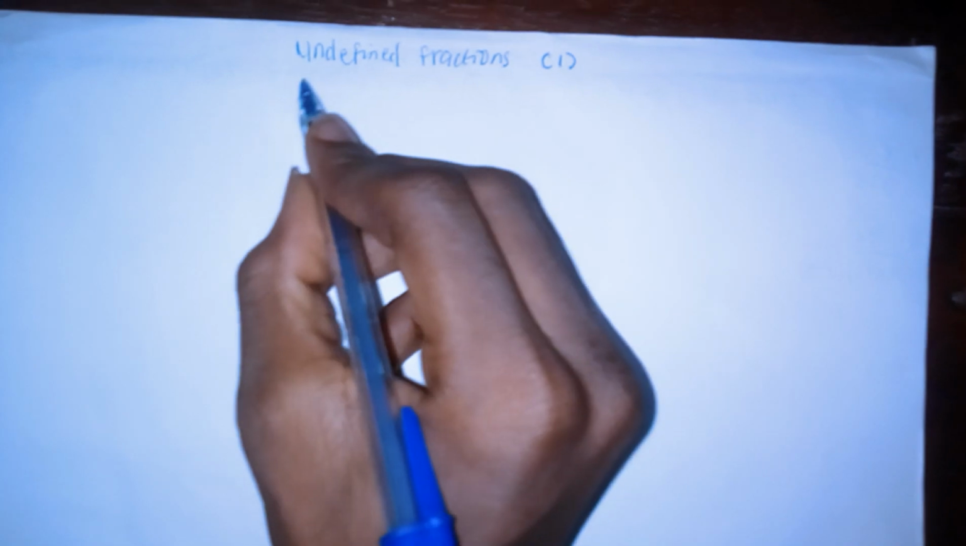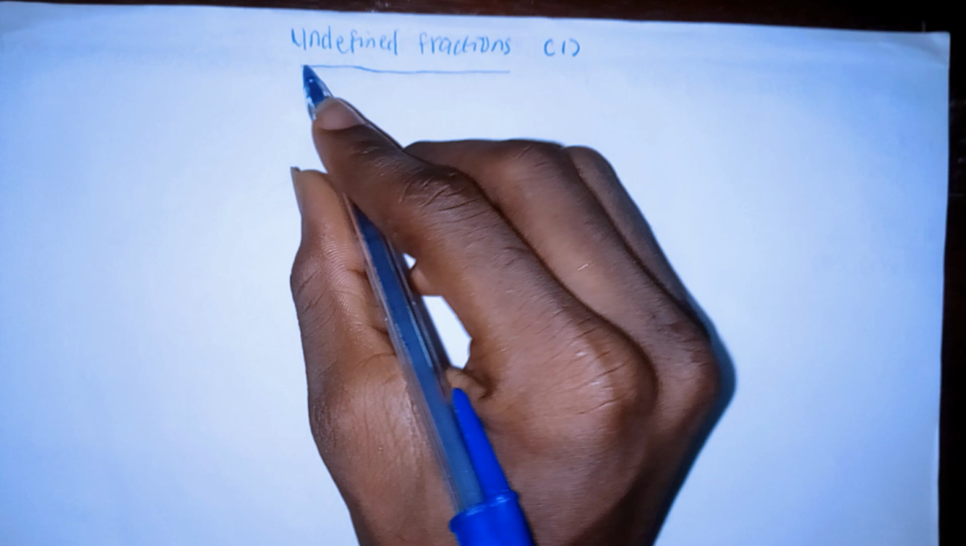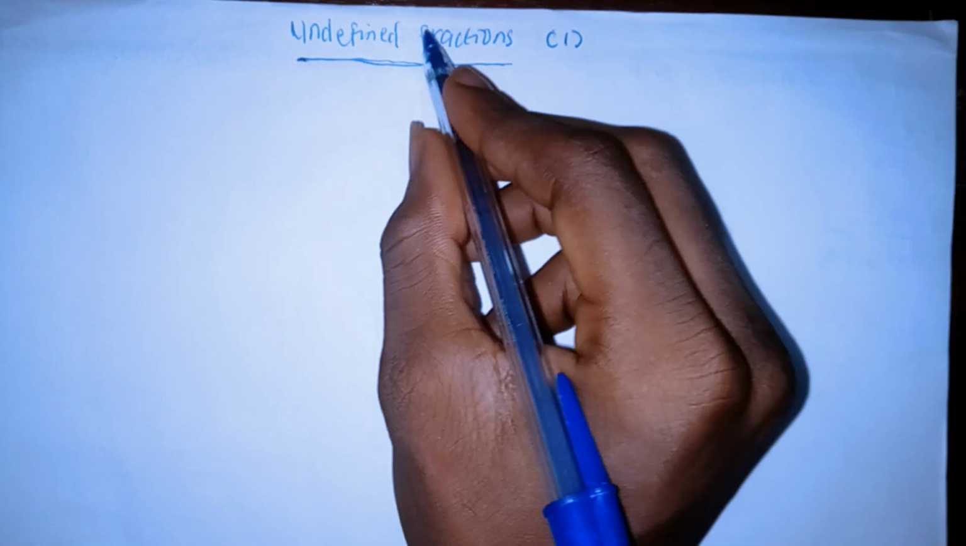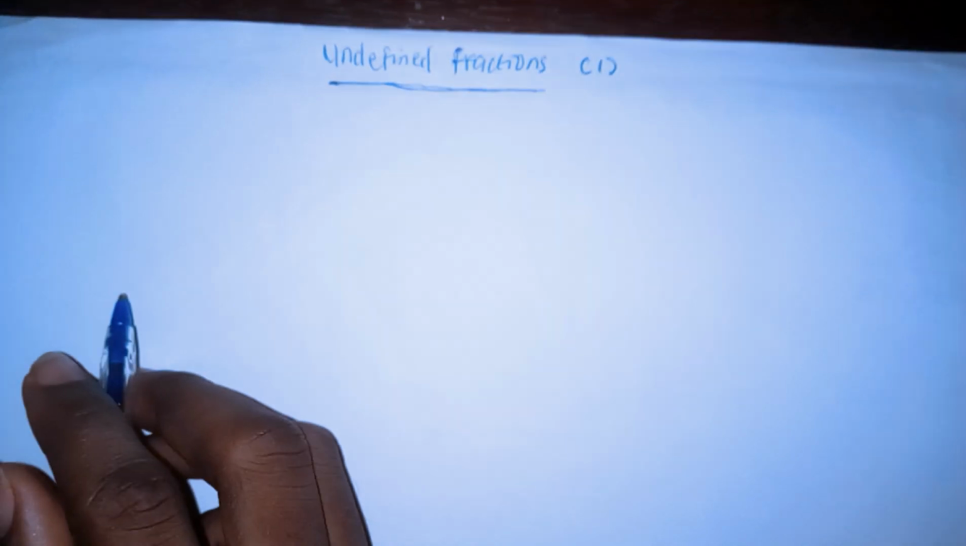Okay, undefined fractions, part 1. We are in undefined fractions part 1. We've been on this journey from the introduction of undefined, and we know that undefined is when an expression is not defined, and we are now in undefined fractions part 1.